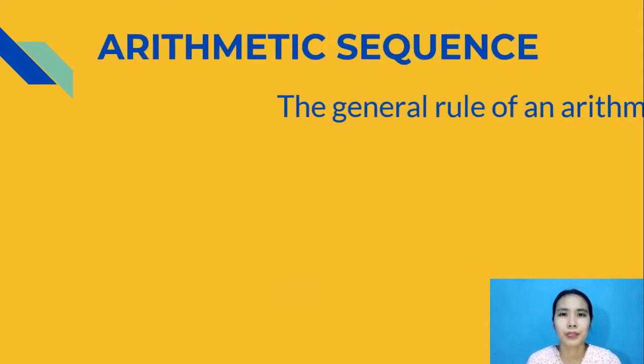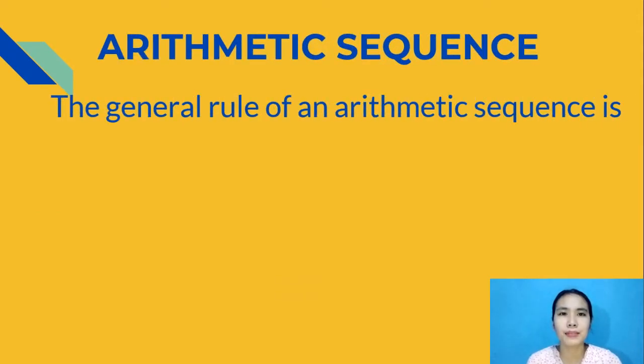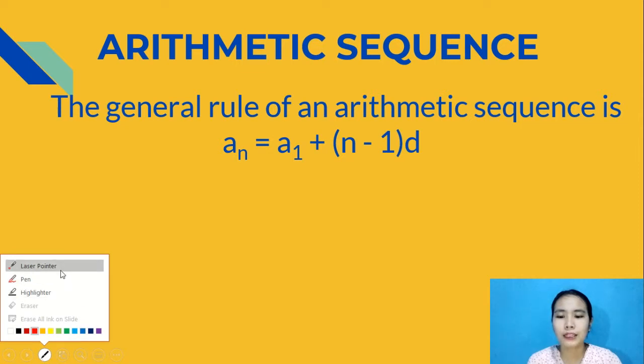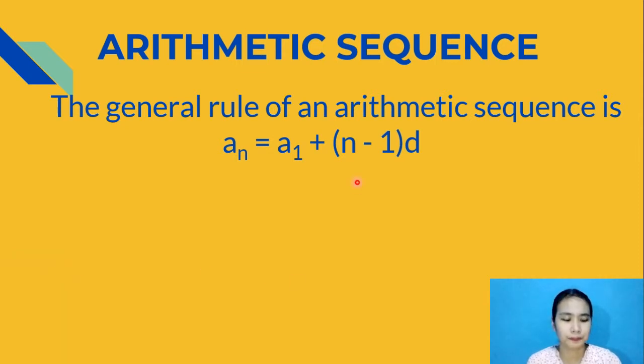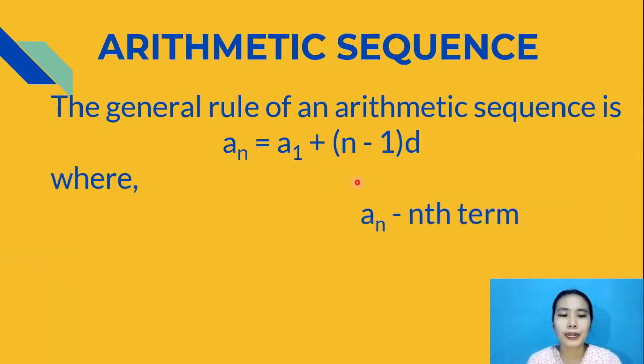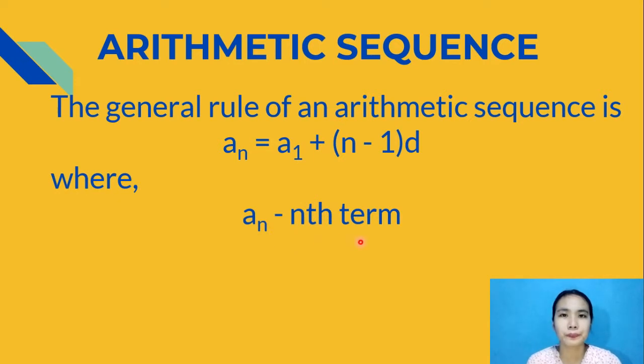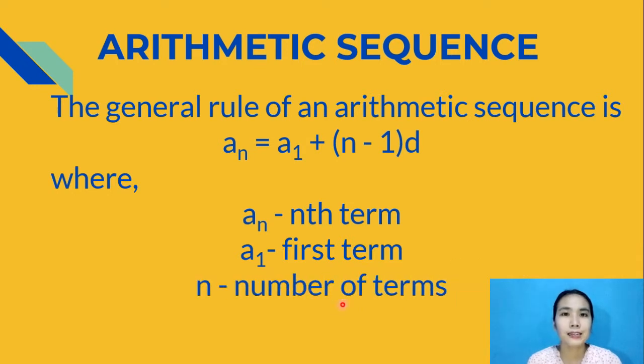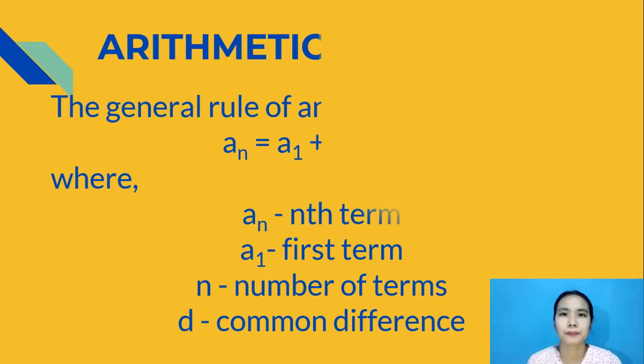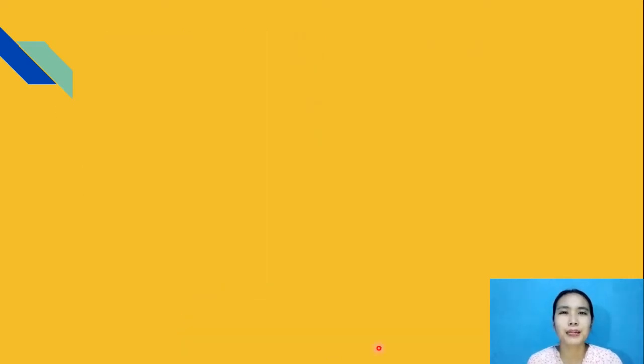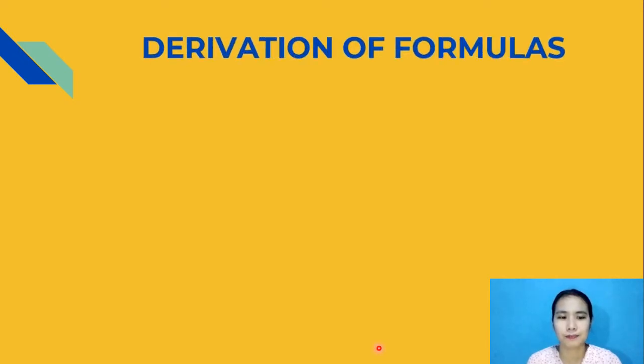Arithmetic sequence. The general rule of an arithmetic sequence is given by a sub n equals a sub 1 plus the quantity of n minus 1 times d, where a sub n is equal to the nth term, a sub 1 is the first term, n is the number of terms, and d is the common difference. Let us now derive the formulas in finding the other unknown terms given an arithmetic sequence.